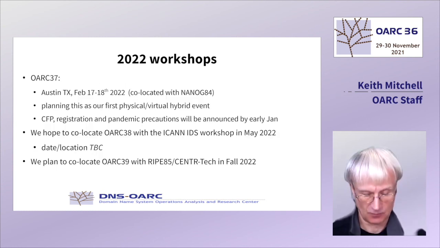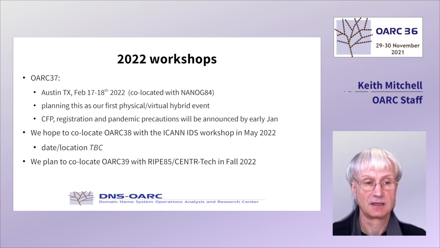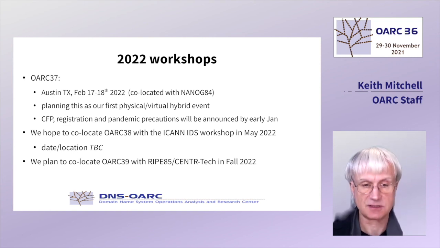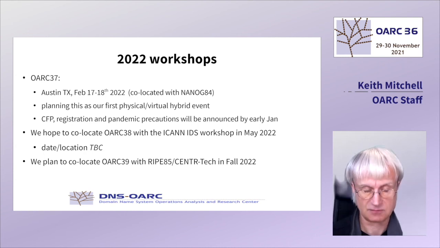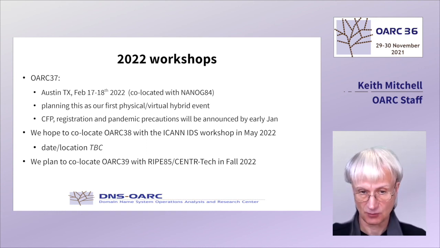In terms of specifics, we are planning and hope that we will do OARC 37 in Austin, in Texas, in February 2022, co-located with Nanogate 84, which has always been the plan. And the idea is that this will be our first physical virtual hybrid event. As I said yesterday, Dinesh and I will be doing a site visit there next week, and we hope to come back with much more concrete ideas about what is feasible, what's safe, and what we'll be able to do there. So while we digest that and the board makes some decisions, the CFP, the registration and the pandemic precautions will all be published and announced no later than early January.